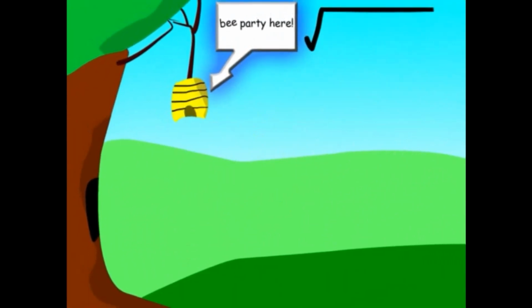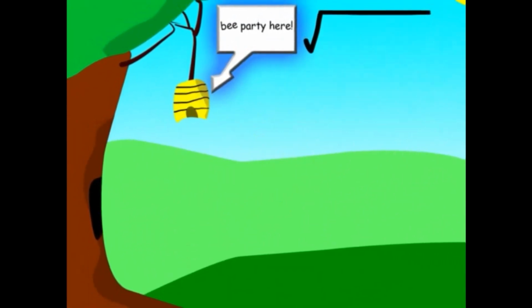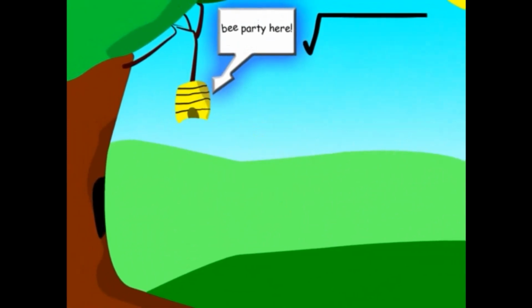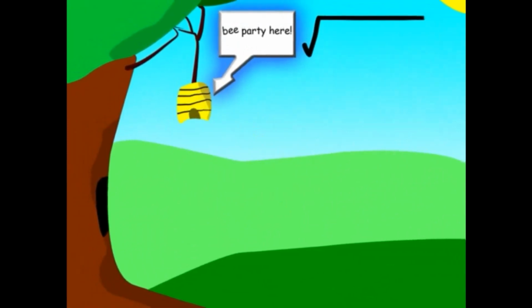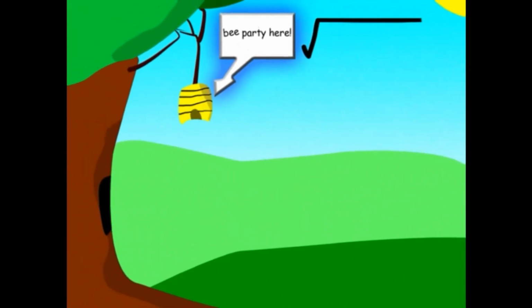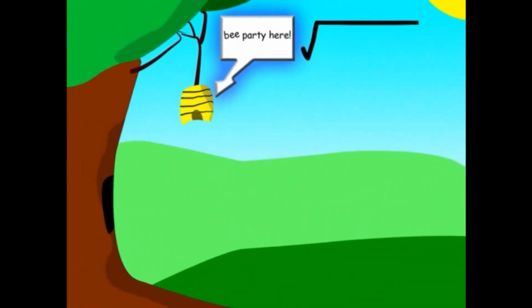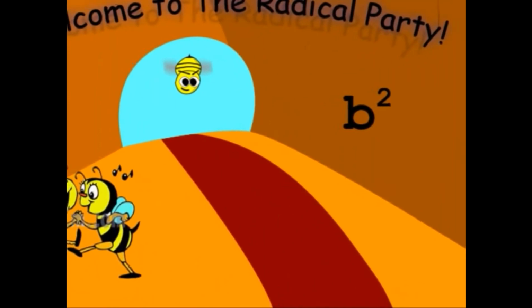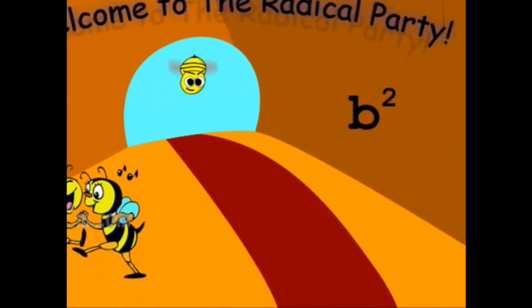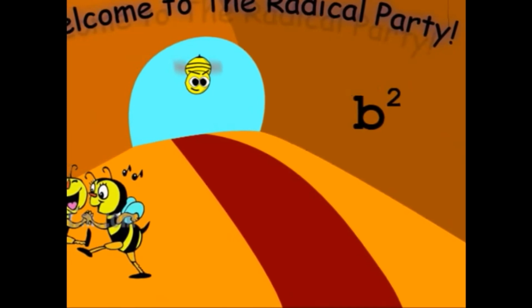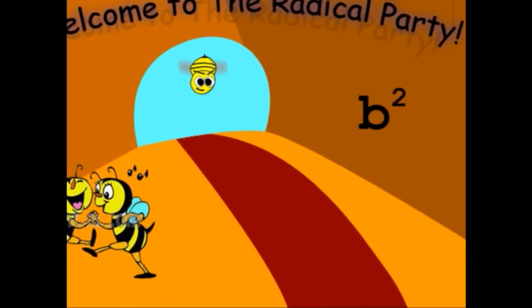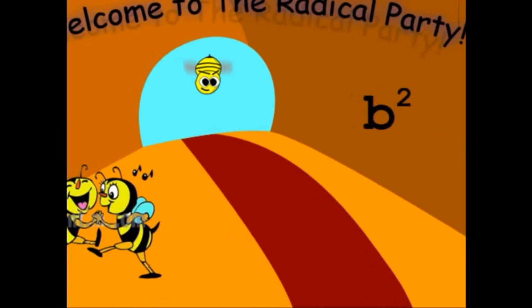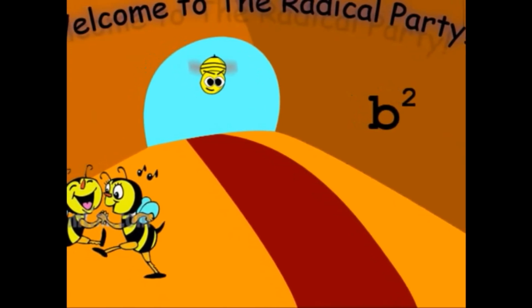How it happened, no one really knew, but the little bee couldn't wait to attend the most radical bee party of all time, as he had never been invited to one before. The day finally arrived. The negative bee flew to the hive and entered the most radical party of all time. Well, let me tell you, it is hard to describe a party this radical, but I will try my best.